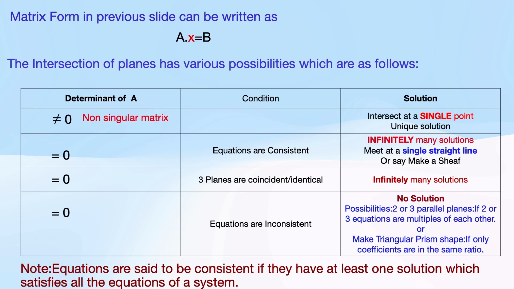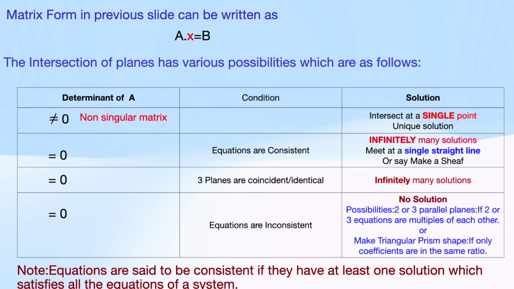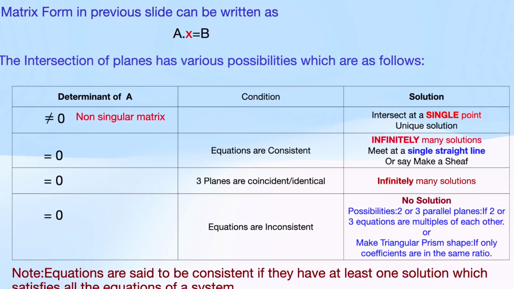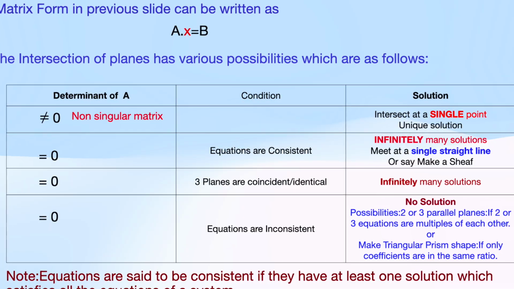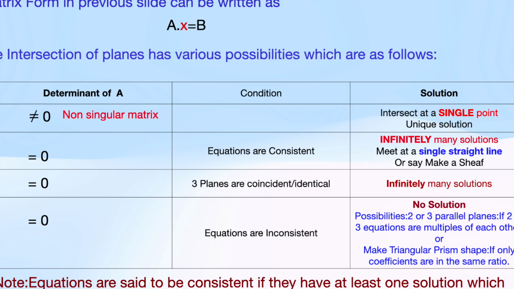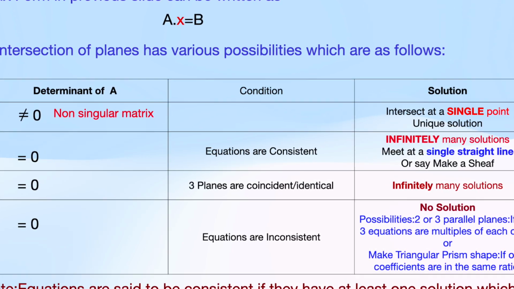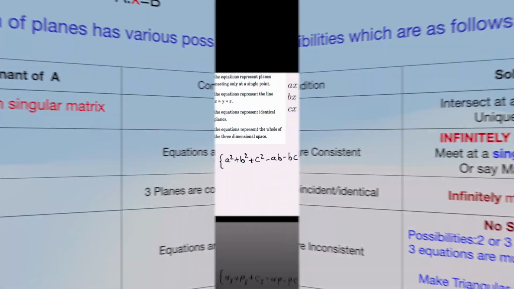Now there might be cases when the solution does not exist. So if we look clearly, if the determinant is not 0, then the planes are going to intersect at a single point and there will be a unique solution. And in all other cases, if the determinant is equal to 0, then there will be no solution or infinitely many solutions.